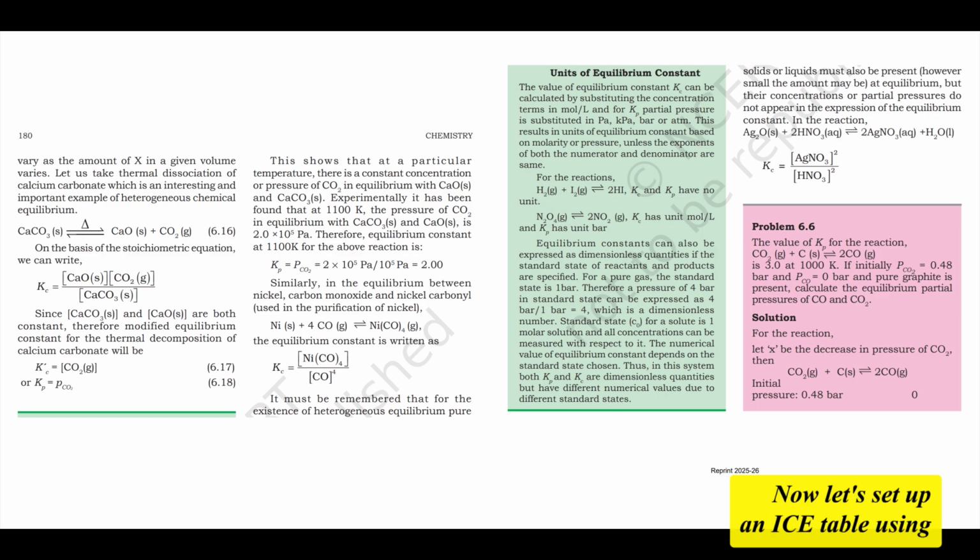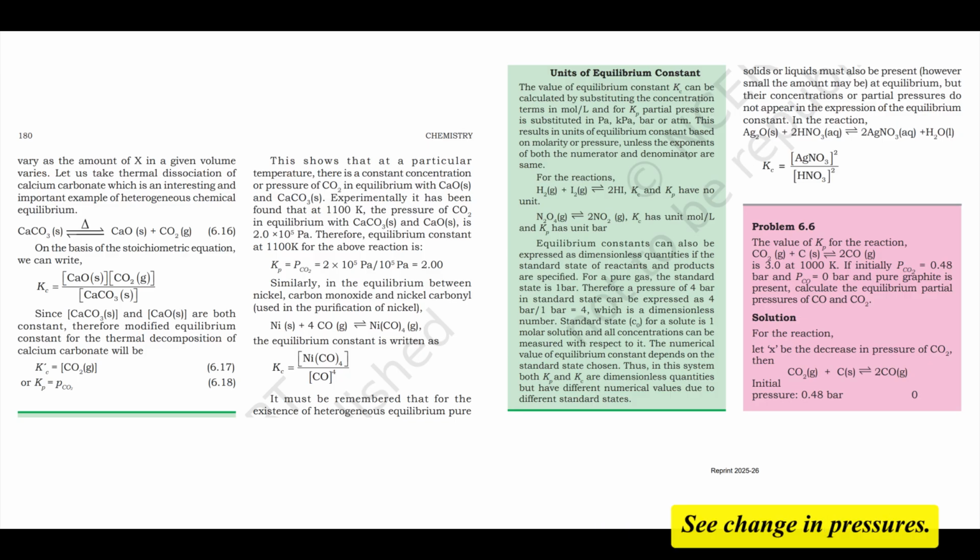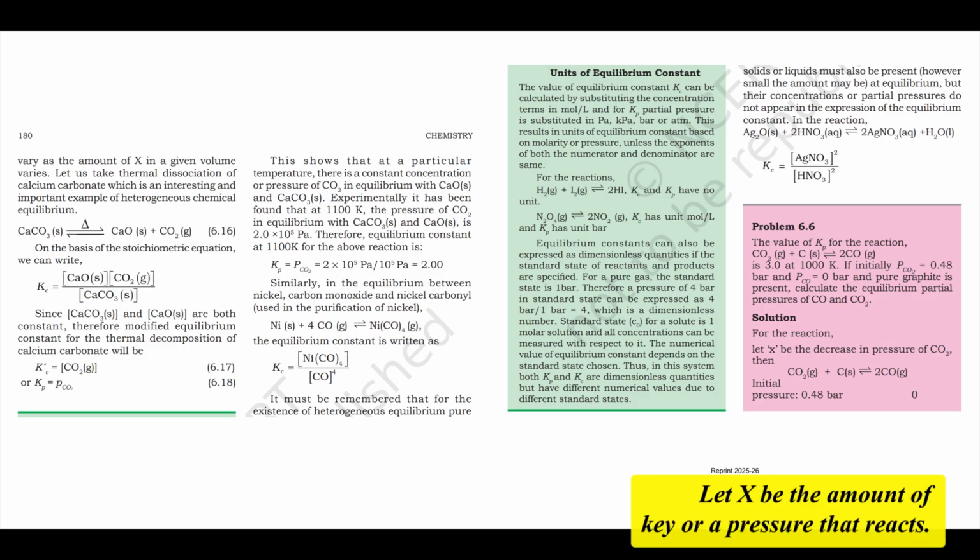Now let's set up an ICE table using partial pressures. Reaction: H2O(g) + C(s) ⇌ CO(g) + H2(g). I, initial pressures. PH2O is 1.48 bar. PCO is 0 bar. Graphite is present, but doesn't go in the table. C, change in pressures. Let X be the amount of H2O pressure that reacts.